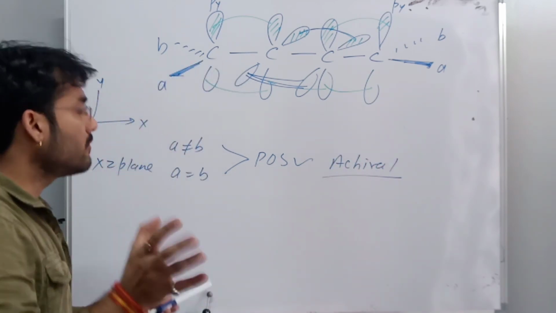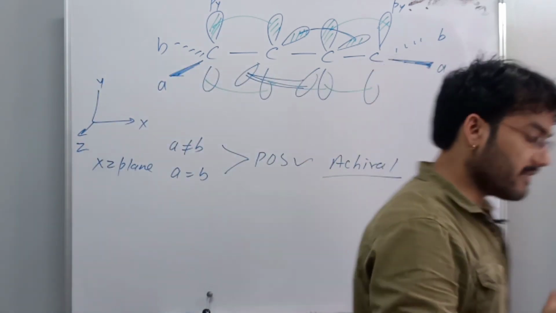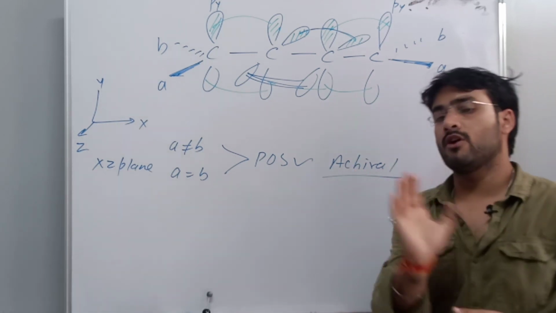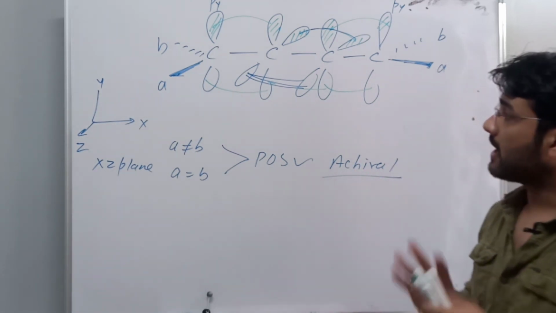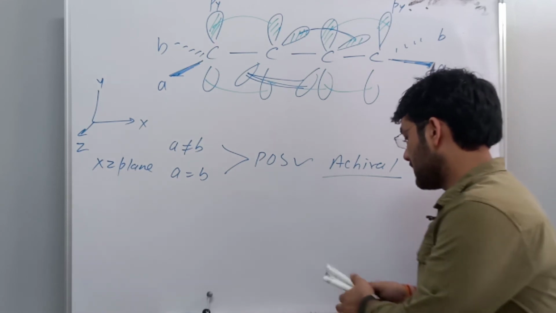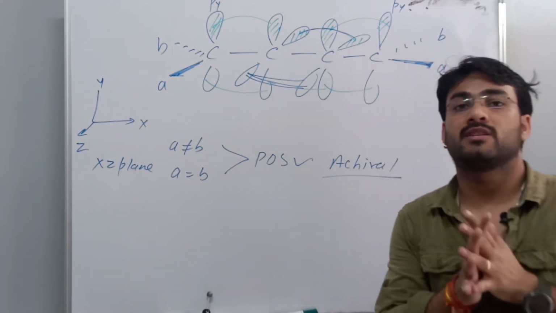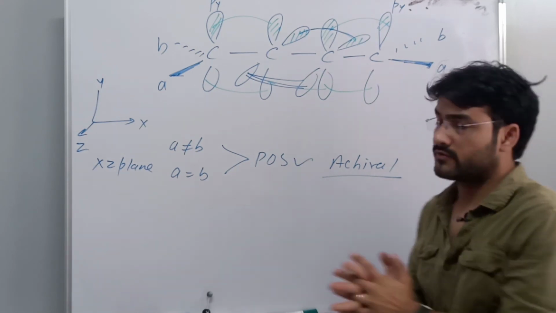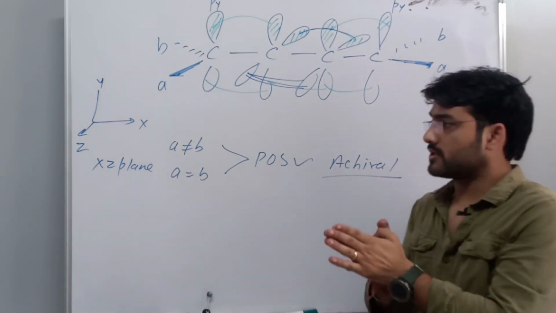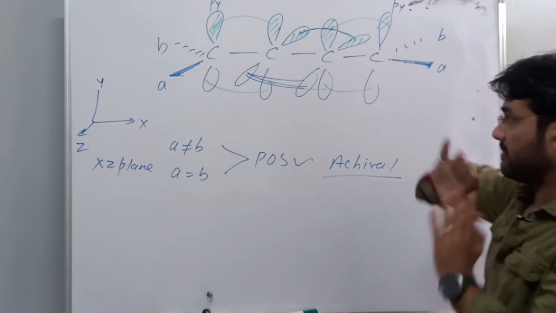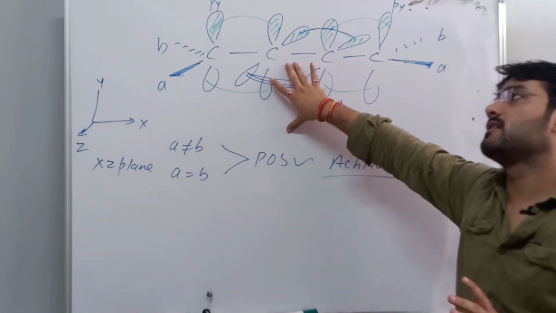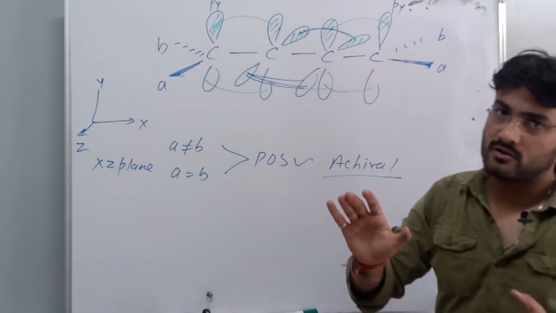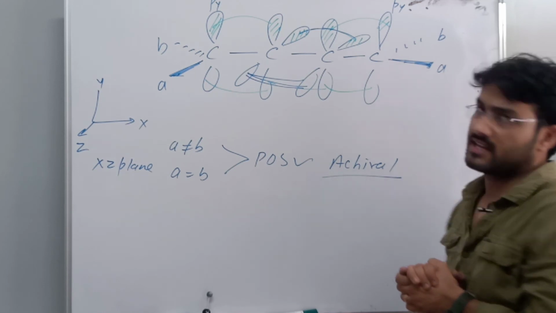So I have given you lots of information about chirality without a chiral center. I think this is going to be big, so I am just stopping here, and in the next video there are lots of questions based on this type of basic allene molecule. So we will discuss it in the next video.